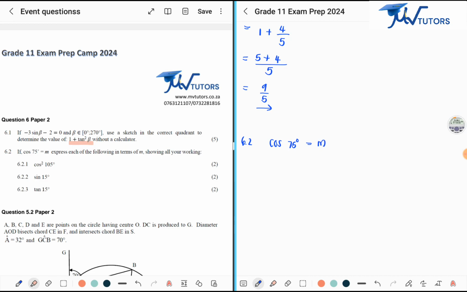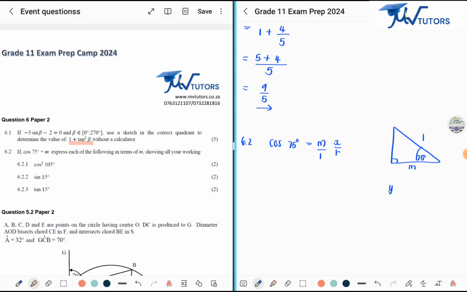Now we know that cos is adjacent over hypotenuse. So for yourself there, just put m over 1 so that you know that your hypotenuse or your r value is actually 1. So you have 1 over there. And if this is 75, adjacent would be over here. So now we can look for y.